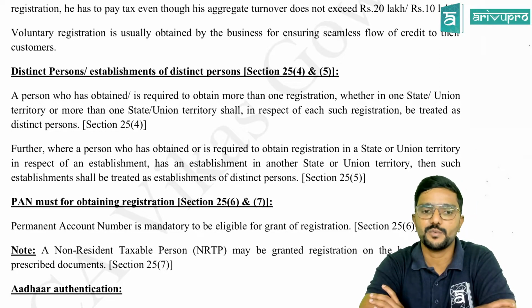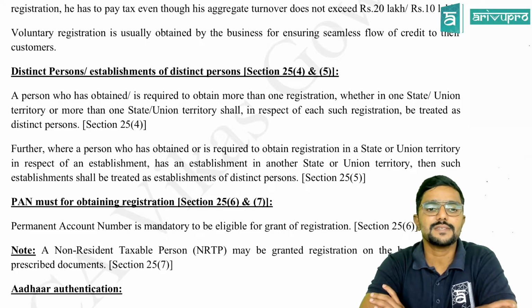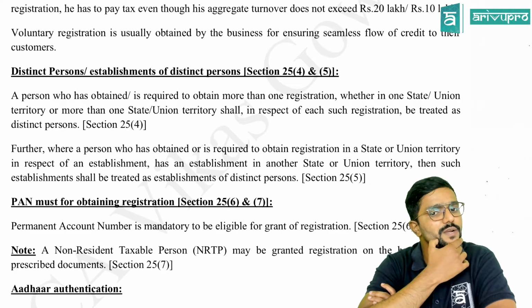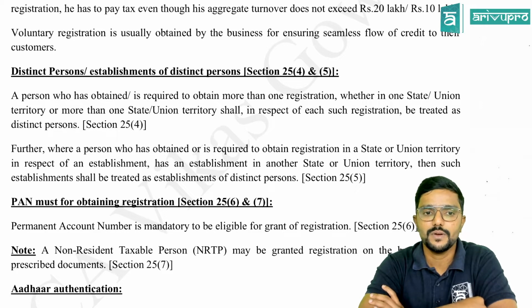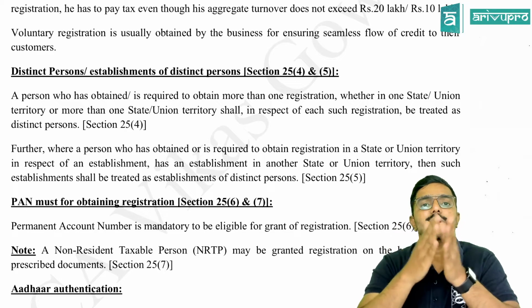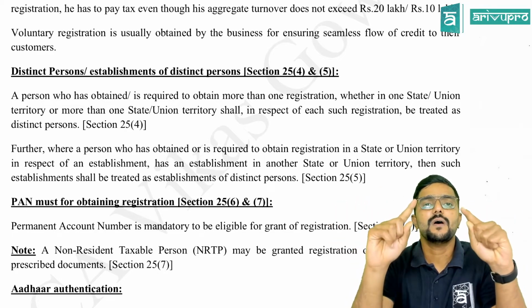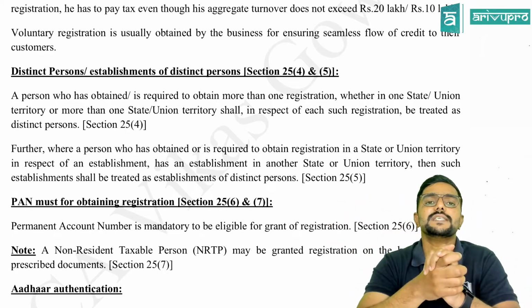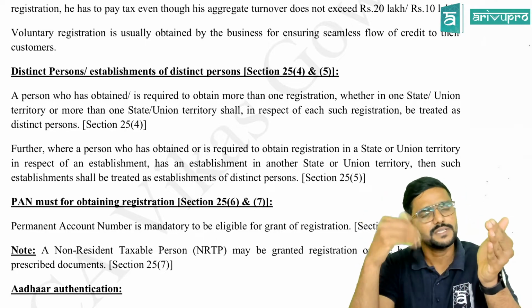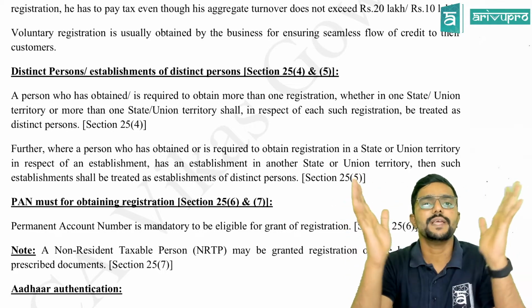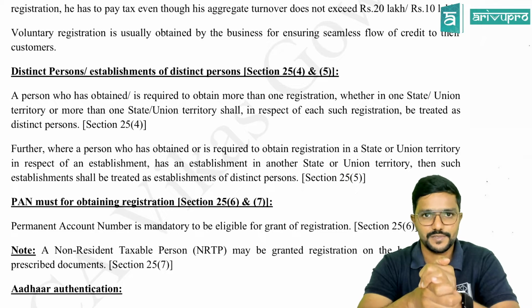What is given in Section 25(4) is that a person who has obtained or is required to obtain more than one registration, whether in one state or union territory, or more than one state or union territory, shall in respect of each such registration be treated as a distinct person. So if there are a number of registrations under a single PAN, all those registrations will be treated as distinct persons. Those registrations might be within the state or outside the state. They will be treated as distinct persons, guys.